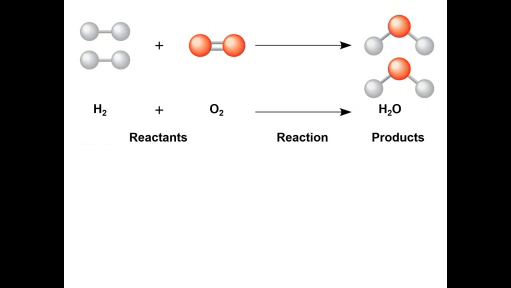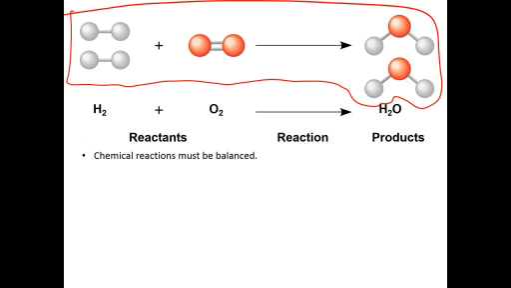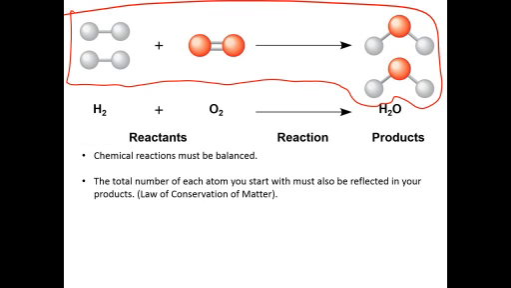Alright, so coming back to this idea of balanced chemical reactions. For the time being, disregard this here. I'm going to go through a series of steps to show you how to balance a chemical reaction. The idea of balancing is that the total number of atoms you start with in your reactants, you have to end with the same total number of atoms, based on the law of conservation of matter.